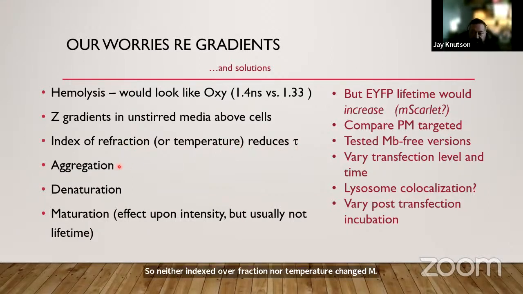We also worry about aggregation, where you might have FRET accidentally occurring in aggregates, but then you can change the amount of transfection time or levels to make sure that aggregation doesn't occur. Denaturation worried us because a lot of mitochondria kiss lysosomes, but we did some studies with lysosome versus MitoTracker, and we found the lifetime did not vary between lysosomes and mitochondria. We also worried about maturation of the chromophore, but that should only affect intensity but not lifetime. So we think we've been pretty exhaustive in going after this.